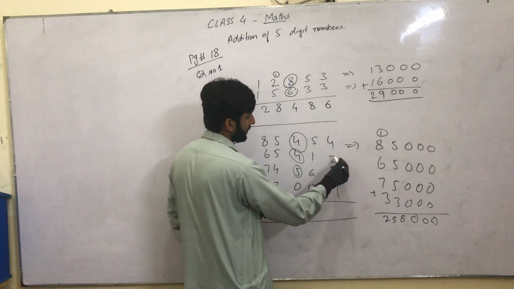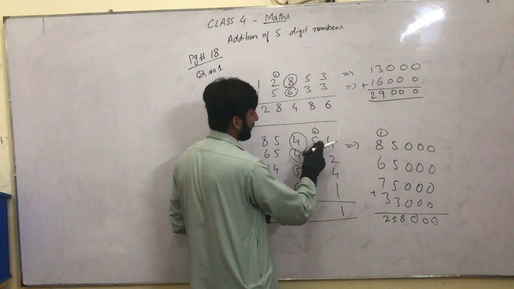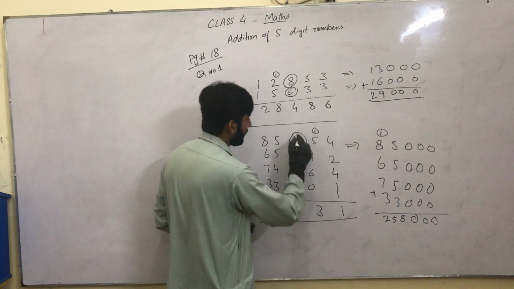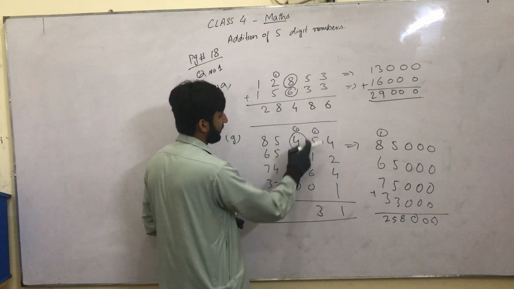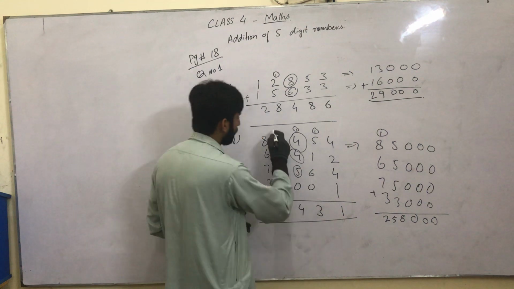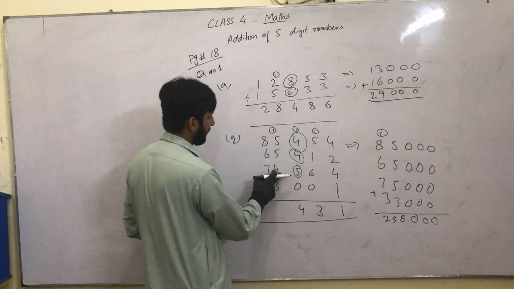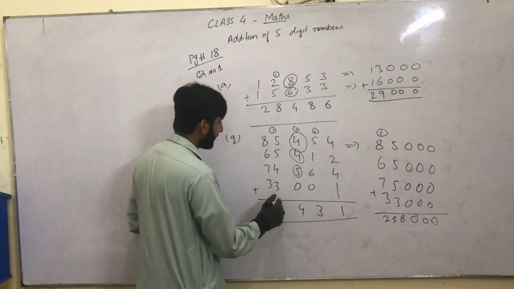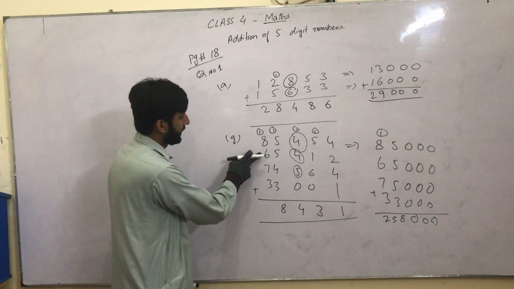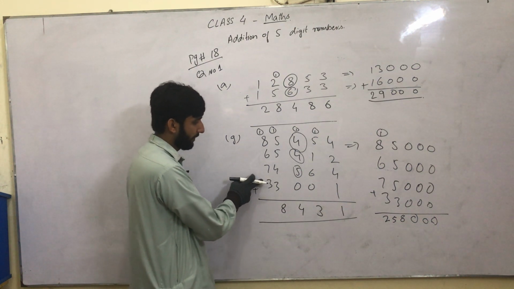4 plus 2 is 6, 6 and 4 is 10, 10 and 1 is 11, 1 carry. 5 and 1 is 6, 6 and 1 is 7, 7 and 6 is 13, 3, 1 carry. 4 and 5, 5 and 4 is 9, 9 and 5 is 14, 1 carry. 5 and 1 is 6, 6 and 5 is 11, 11 and 4 is 15, 15 and 3 is 18, 1 carry. 8 plus 1 is 9, 9 and 6 is 15, 15 and 7 is 22, 22 and 3 is 25.